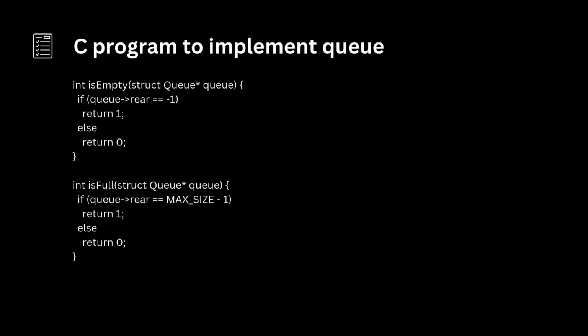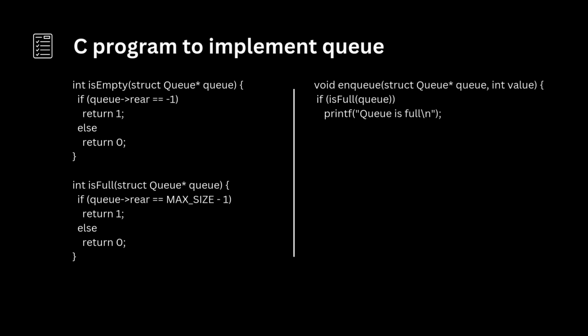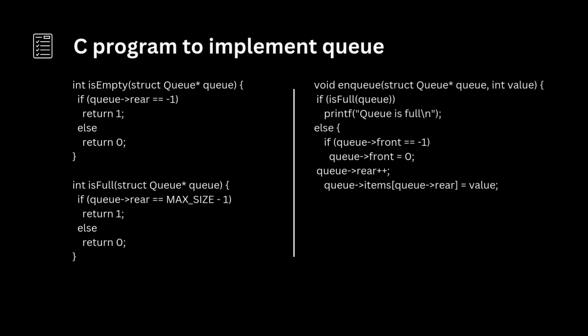Function to add an element to the queue. This function checks if the queue is full. If the queue is full, a message is printed, and the function returns without performing any further operations. If the queue is not full, the function checks if the queue was empty before adding a new element. If it was, it sets the front index to 0. It then increments the rear index to move to the next available position in the queue and adds the new element to that position. Finally, it prints a message indicating that the value has been added to the queue.